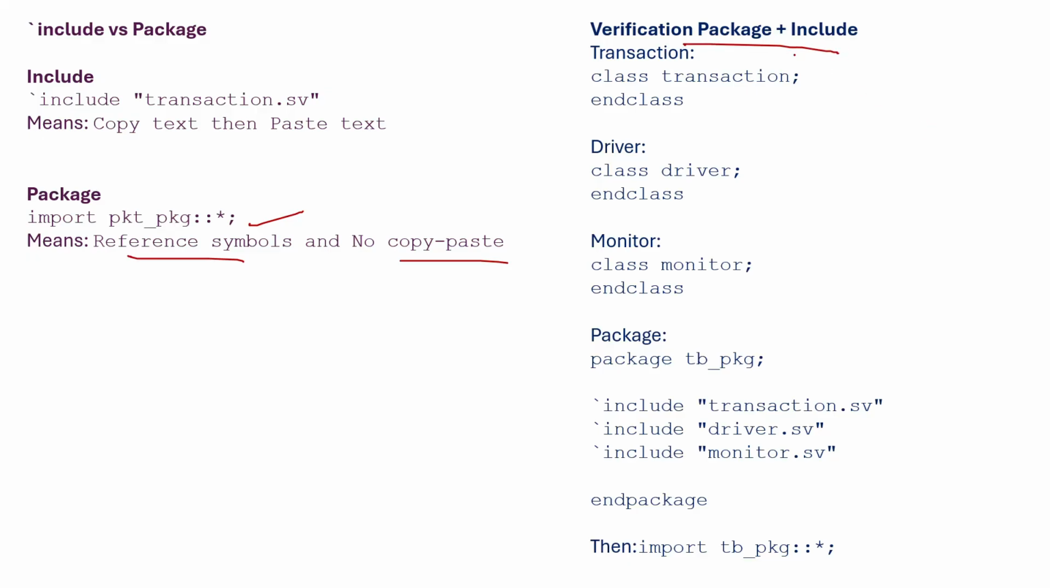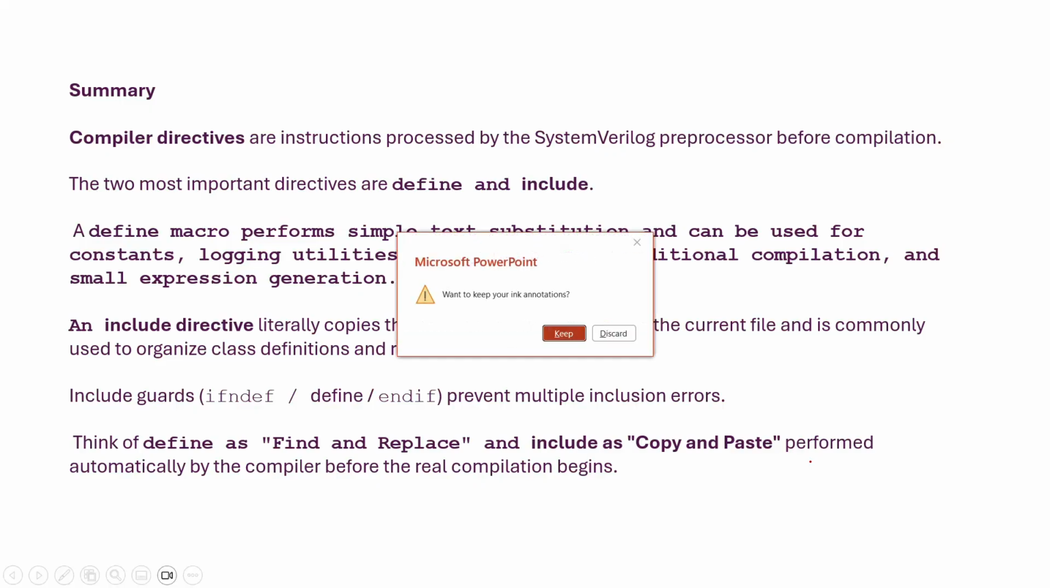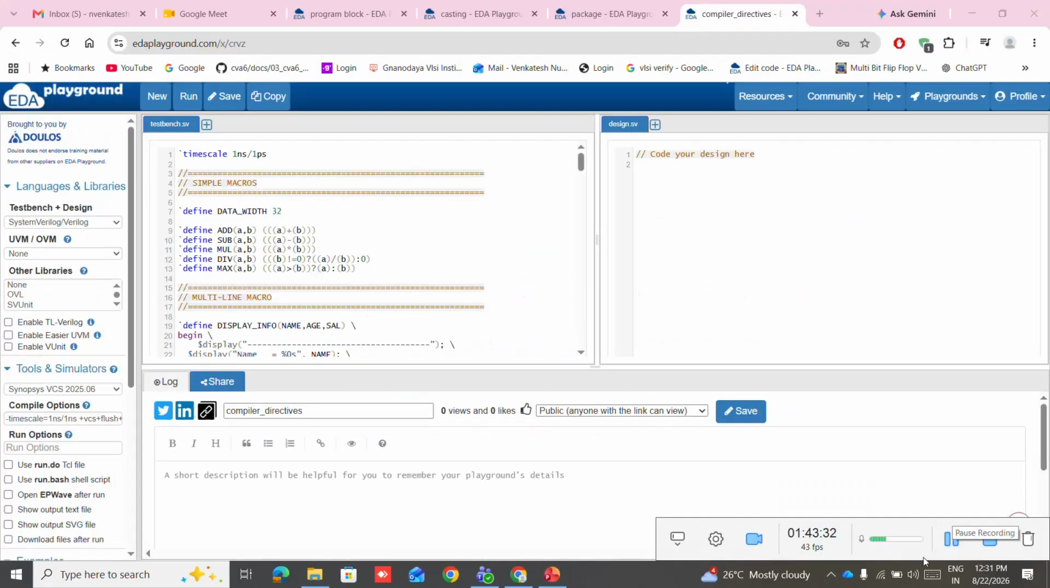And verification package plus include: class transaction end class, class driver end class, monitor end class. So three different classes are there in your package. All the files will be included, then I will import the package. While importing the package, all the classes will appear in my TB. Just import the TB package; this is your TB package name, inside which the classes are represented. So then I will get all the values. So these are the macros we are defining, and these macros will take effect. Just see this code, it takes some time.